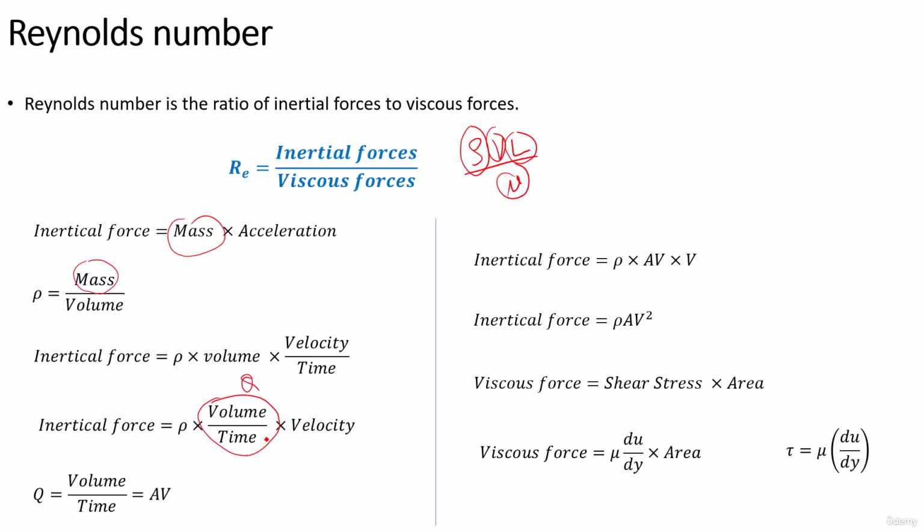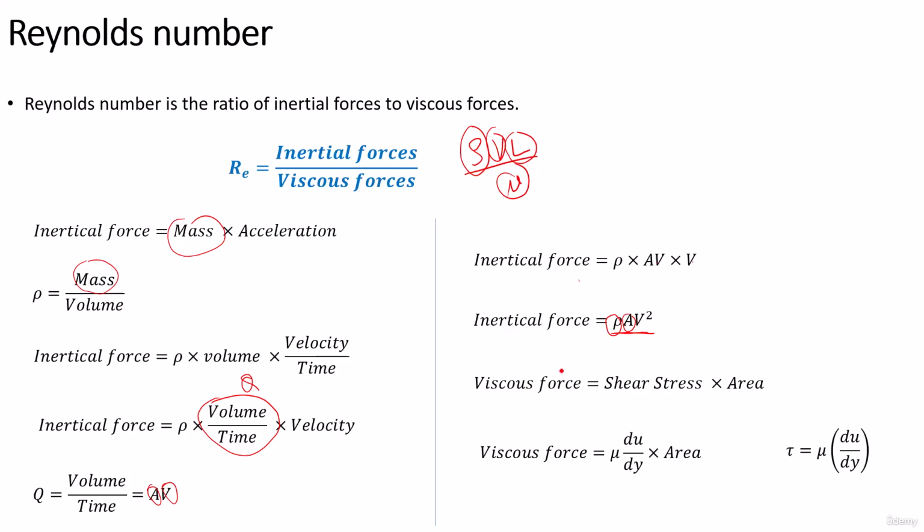Okay, it's a volume flow rate, which is equal to the area into the velocity. So now we have the density into area into velocity into velocity. Velocity into velocity is equal to velocity square, and this is rho A v square. So the inertial force we can write in terms of the velocity, density and the area.